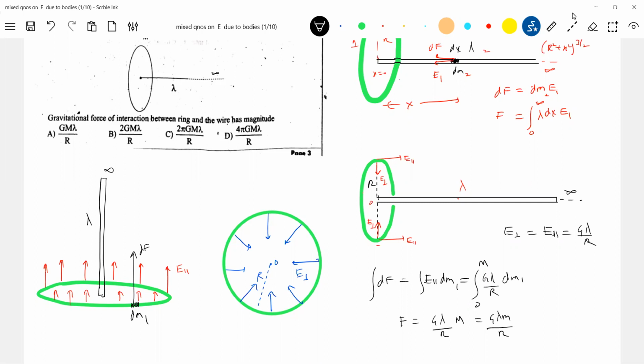Or else you have to go back to the formula. Semi-infinite rod, what are the components? Parallel component and perpendicular component. From that, what happened? You should get that one. Okay, fine.